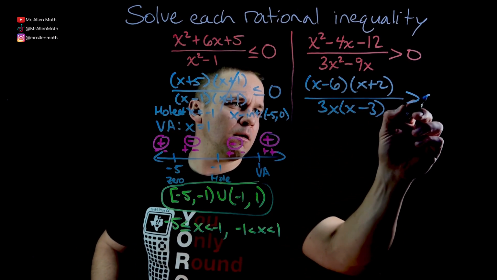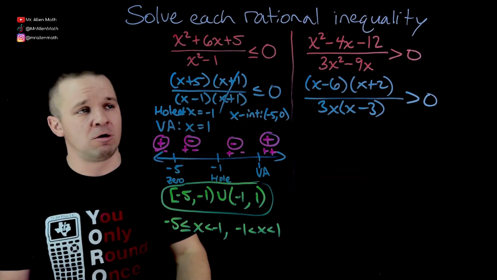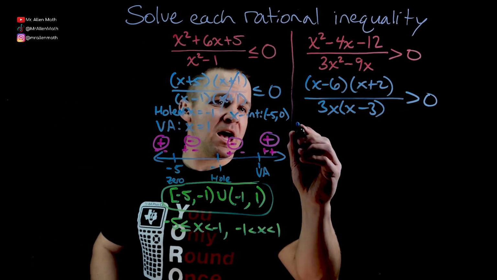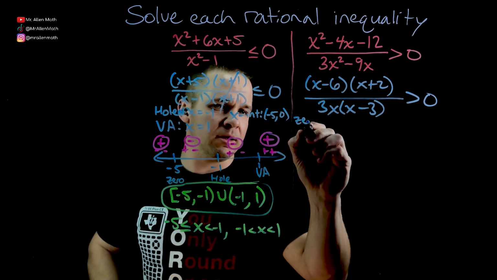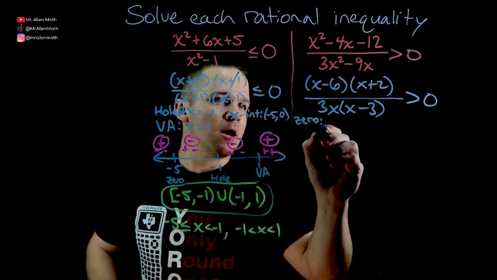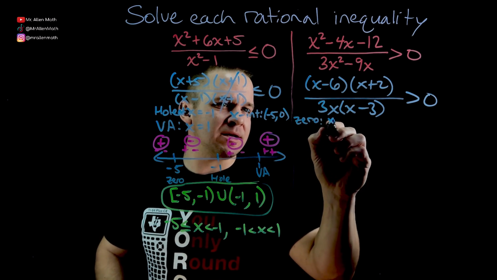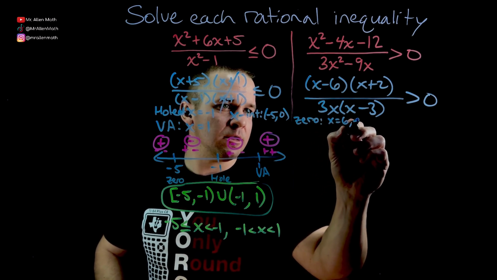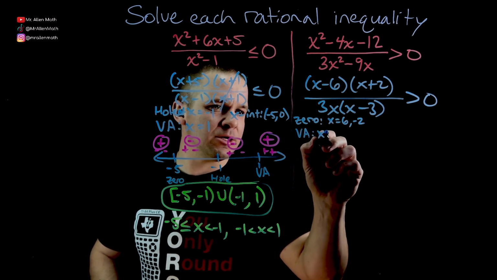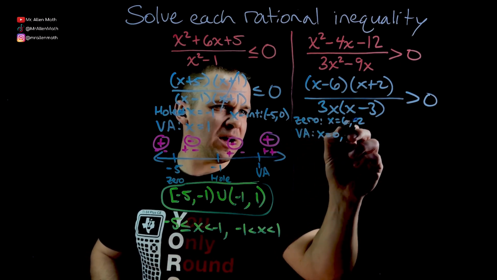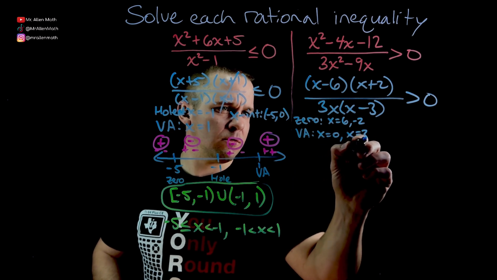Okay, so I don't have any holes here. No holes. Well, what do we have here? We got x-intercepts or zeros. I'll call them zeros on this one because I did it down here. I feel like that's better. All right, so you're going to have a 0 when we have x equals 6 and negative 2. Vertical asymptote. We got x equals 0, and we've got x equals 3.